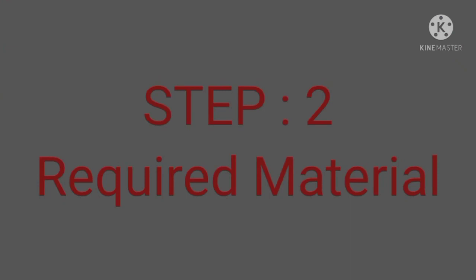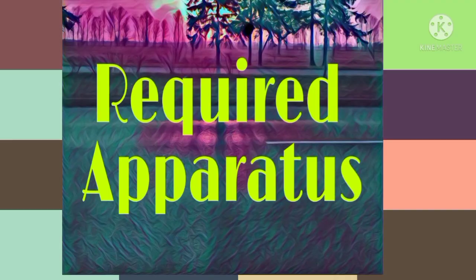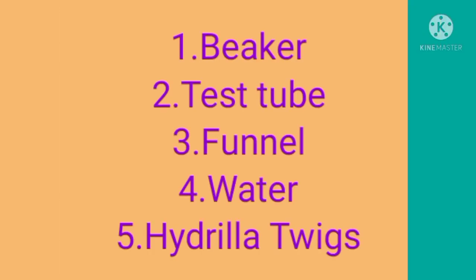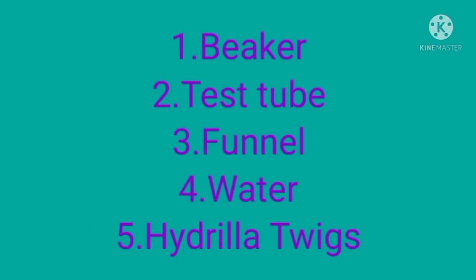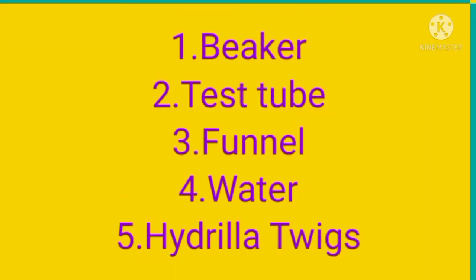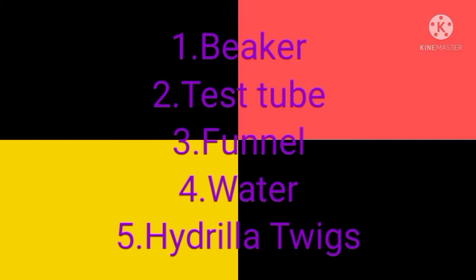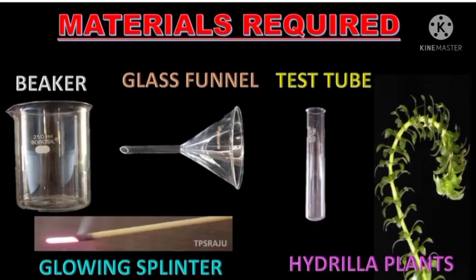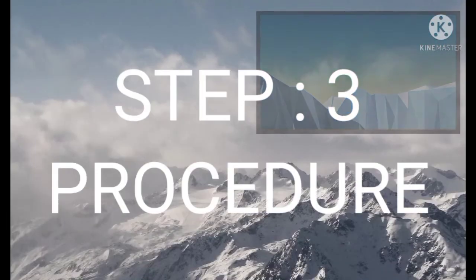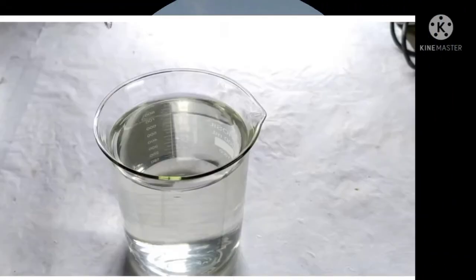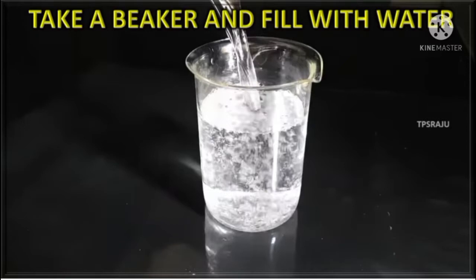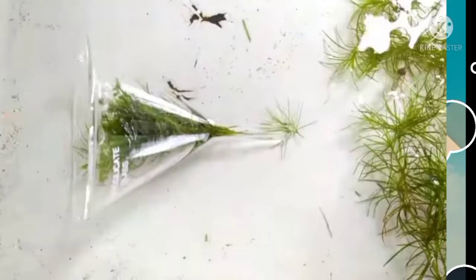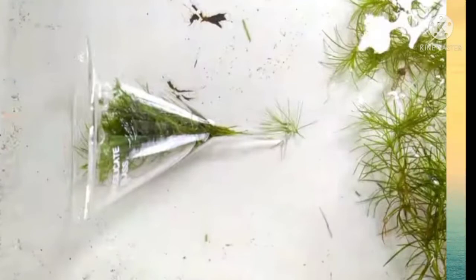Step 2, required materials. For this experiment, we require a beaker, test tube, funnel, water and hydrilla twigs. Step 3, procedure. Take a beaker with three-fourths filled with water. Collect hydrilla twigs and insert them into the funnel.